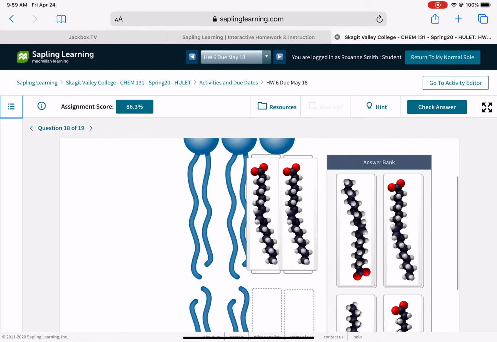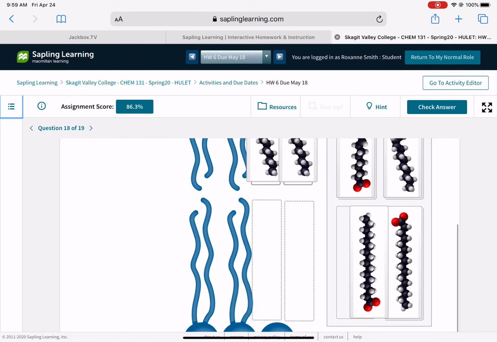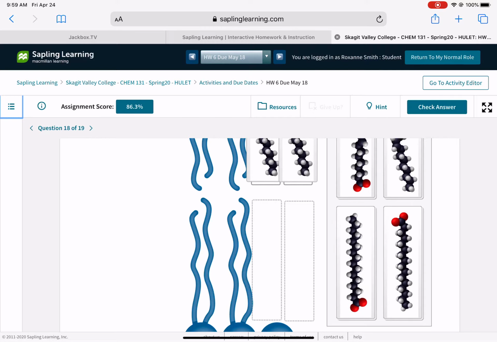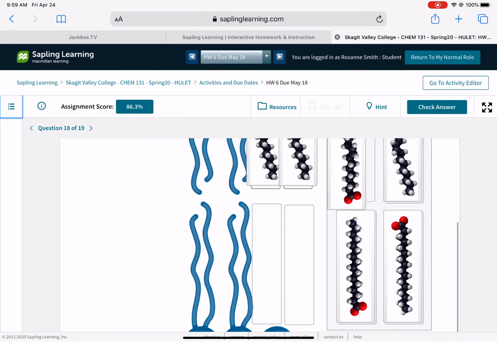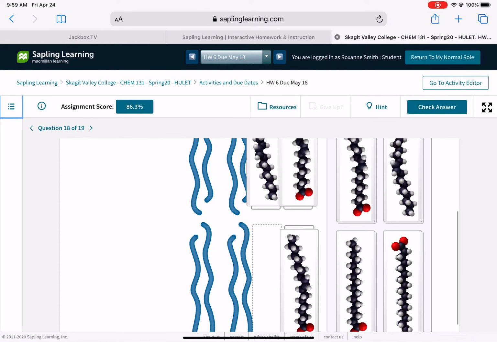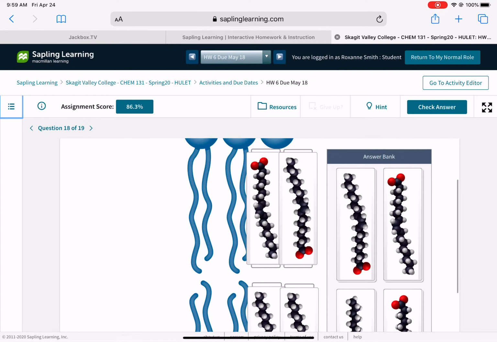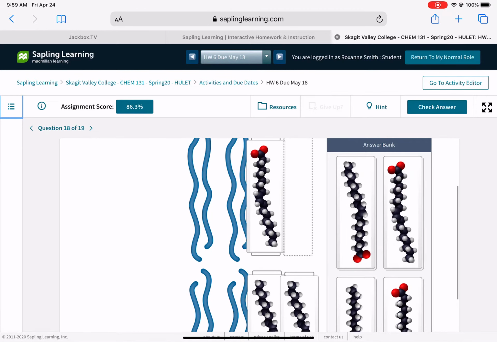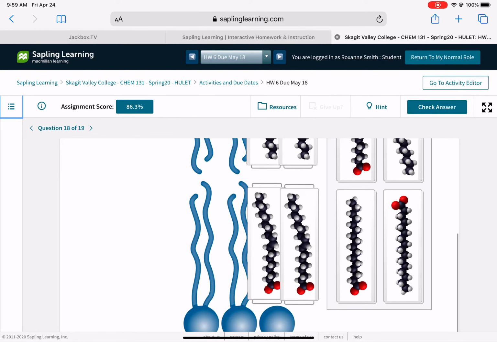I can't get that guy to go where I want him to go. So these tails, which are nice and straight chain, linear, those would be more solid and not as fluid as the ones that are all kinked up. So this guy keeps turning itself around. That's the structure that we're looking for right here.